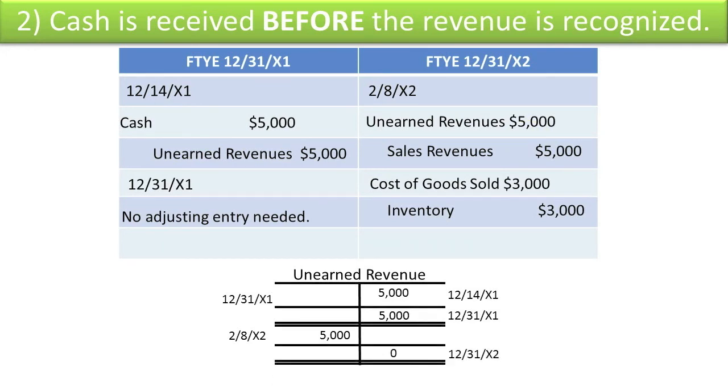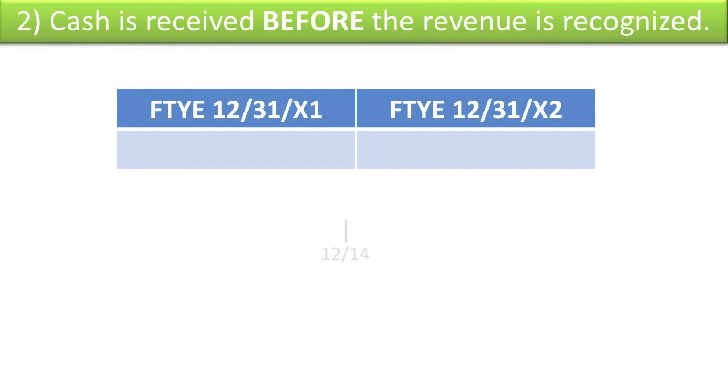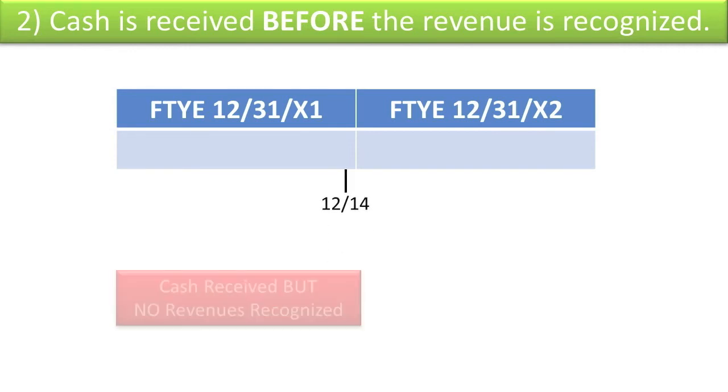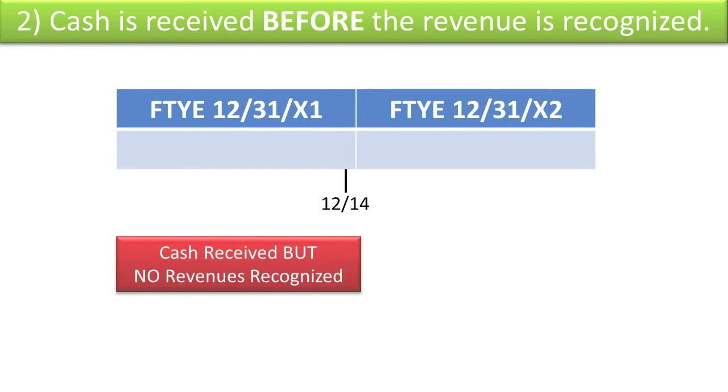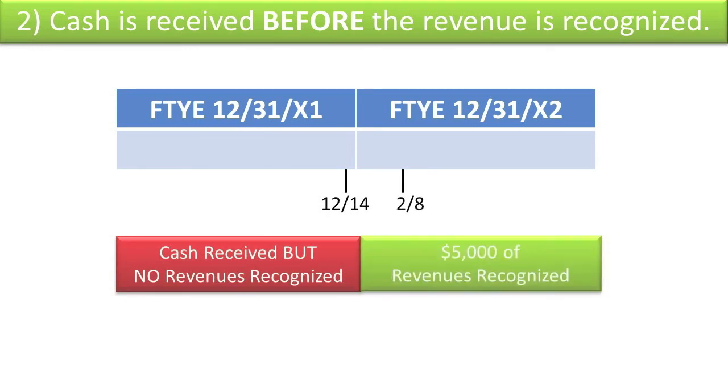To summarize what we just did, on 12/14, the roofer received payment, but we knew that no revenue should be recognized. Then on February 8th, he delivered the service, and we knew that $5,000 of revenues should be recognized. Is that what made it onto the income statement? Yes, we had $5,000 of sales revenue in X2, and we had no revenues in X1, and we've handled that properly.